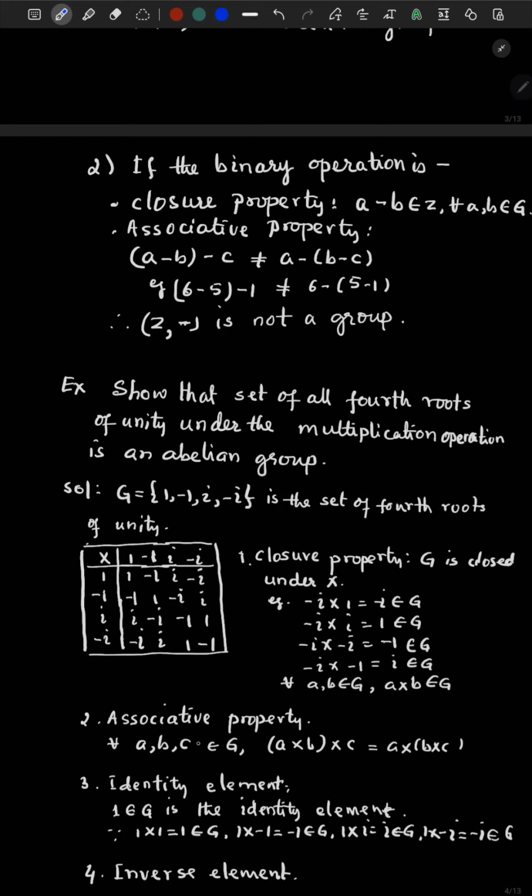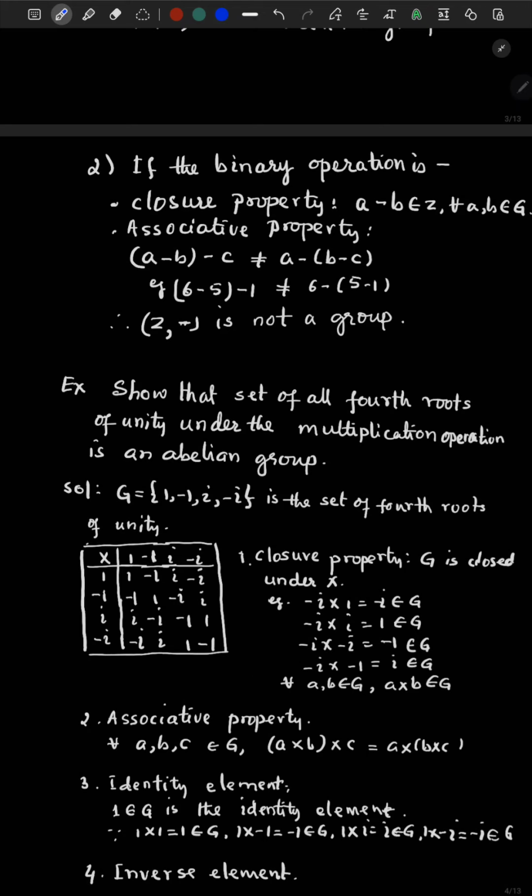Next is associative property. Even that is true. You can check here. For example, i into minus 1 is minus i. Minus i into minus i will be plus i squared. i squared is minus 1. So minus 1 again belongs here. So similarly, right side you can check. Associative property is true. Now we will see which is the identity element for these four elements.